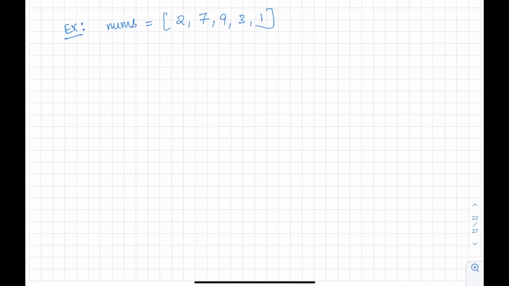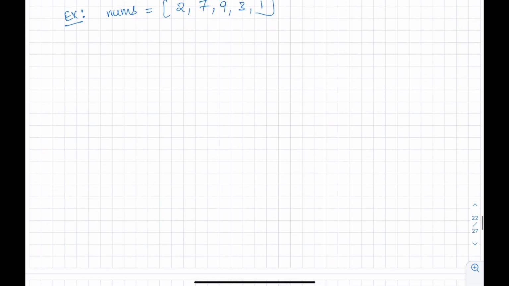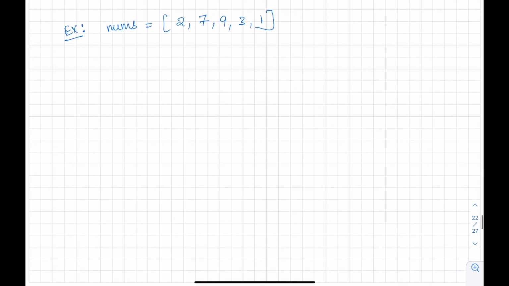Hi guys, for the explanation I'm considering example 2 that is mentioned in the question. The reason I'm considering example 2 is because the length of nums in example 2 is 5. So the first step that we have to do is to create a dynamic programming array. The length of the dynamic programming array is going to be the length of nums, and I'm initializing it with all zeros. At each iteration, we are going to update the value of the dynamic programming array.